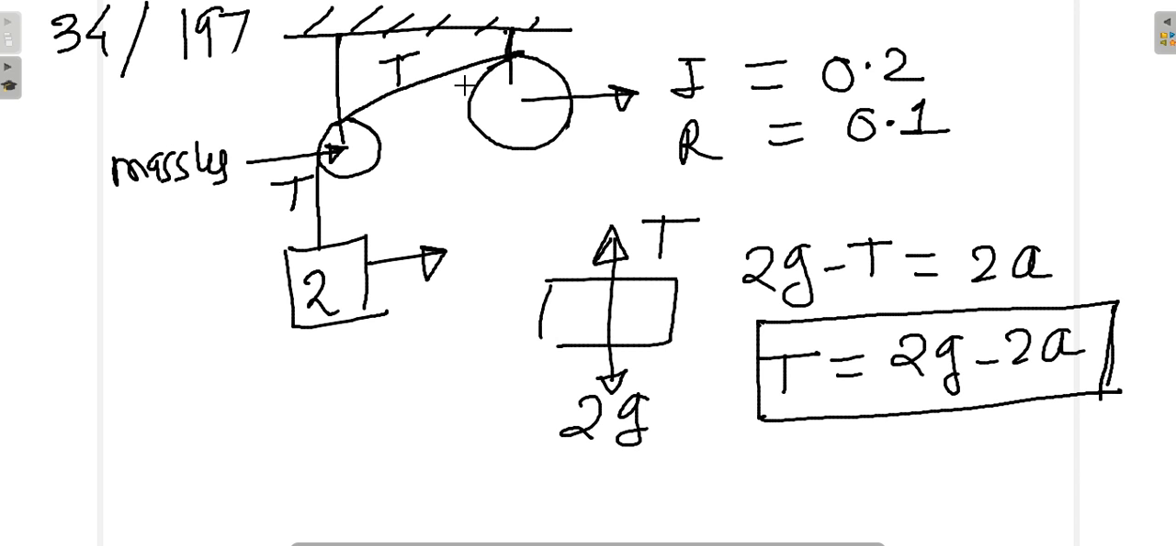So this is the tension in the rod. This tension in the rod is going to produce a torque. Tension is always towards the support. So this tension will produce a torque in this particular pulley. So let us find out the acceleration aspects of this situation. T is 2g minus 2a. Please keep it in mind. I'll write it here.